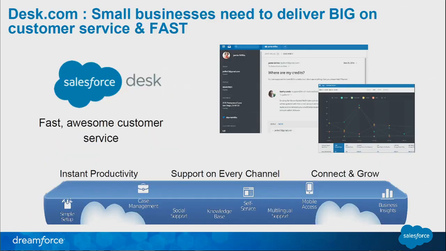So what is Desk? Desk is the small business support platform provided by Salesforce. Our key differentiator is speed. We are fast. We can help you get up to speed and get your support agents very productive very, very quickly. In fact, today at 1 o'clock, there's a session at the Westin St. Francis about how to get Desk up and running within 20 minutes. But our customers typically tell us that we can be up and running and have our agents productive within a day or so. We have a very rich case management functionality in the application.